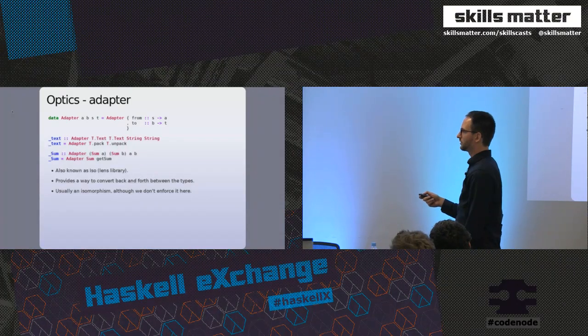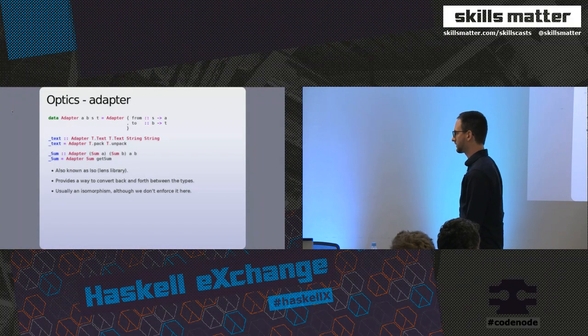But we need four type parameters, for example, for Sum A. That's a newtype wrapper that provides a specific monoid instance.